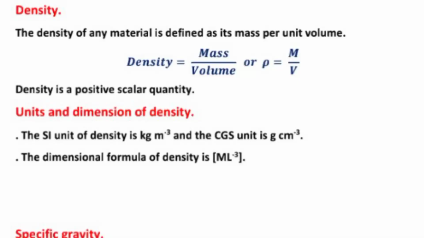Density. What is density? The density of any material is defined as its mass per unit volume. Density equals mass upon volume, rho equals M upon V. Unit and dimension of the density. The SI unit of density is kilogram per meter cubed, and the dimensional formula of density is ML to the power minus 3.